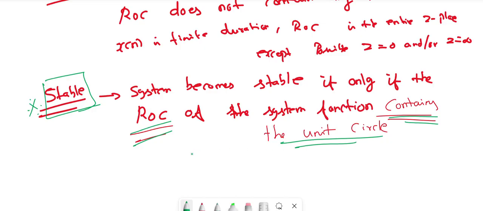And the system may not have only a single pole, it may have multiple poles. When it has multiple poles, how do you determine the stability of the system? That we will discuss in detail in the next session. Okay, so with this I conclude the introduction to the Z transformation. Thank you.